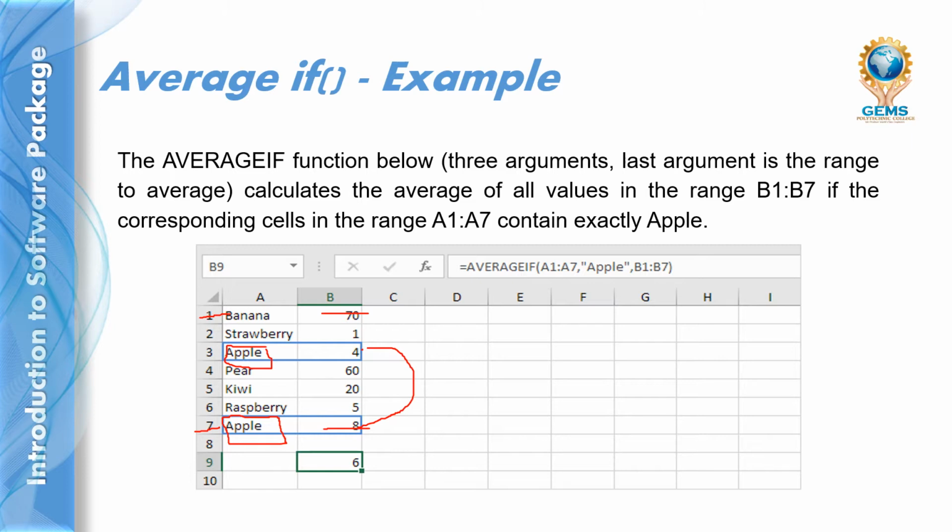What is the syntax of this calculation? Equal AVERAGEIF of range. First range is A1 to A7, comma, the cell must contain exactly apple, and the values are in the range B1 to B7. There are only two cells containing exactly apple, so it will show the average of those two cells' values. So we got the output 6.